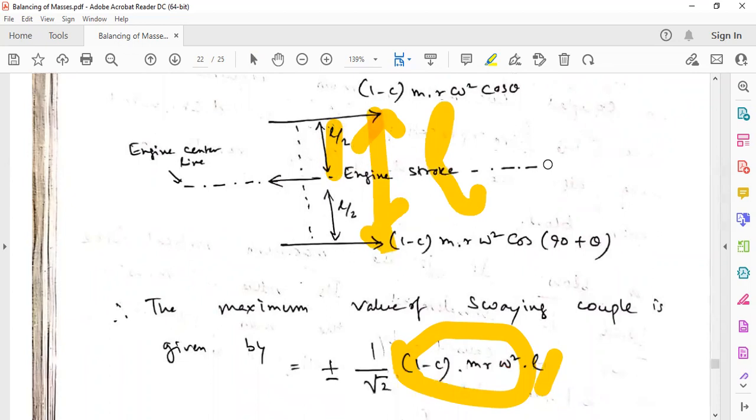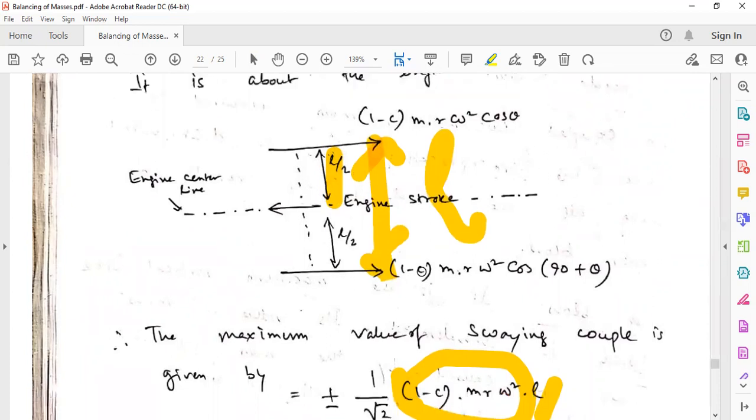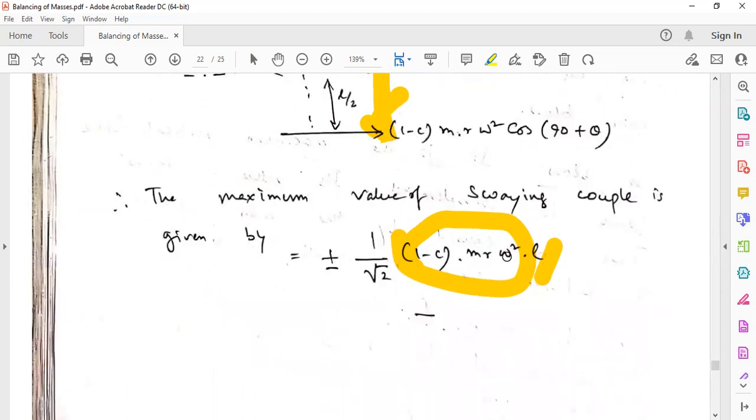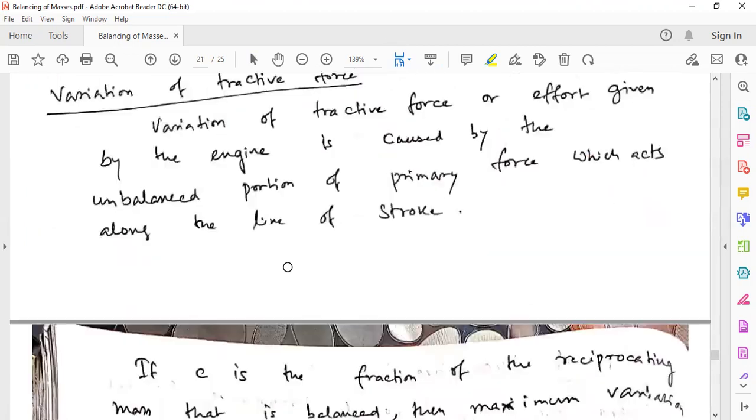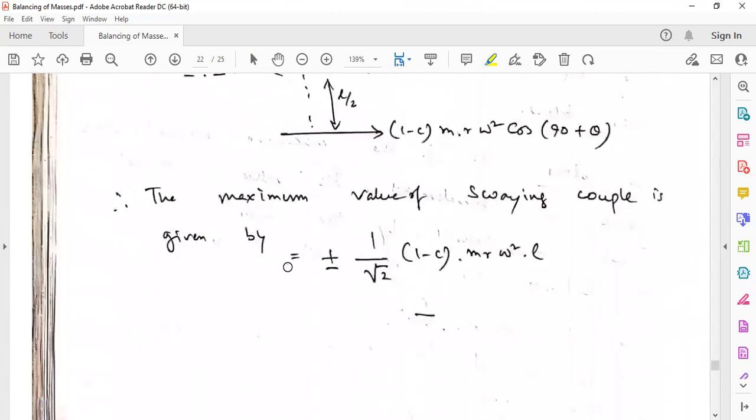So one of them here will be taken to this position. If you have to take this force to here, you can multiply with L. You know that. So this is the swaying couple value, divided by root 2. So plus minus the whole thing gives a value called swaying couple. So this is called swaying couple. So we have learned about these three things: MR blow, horizontal force, and swaying couple.